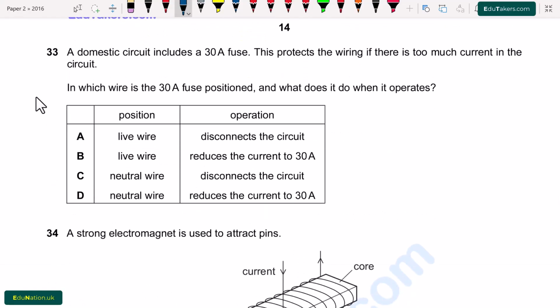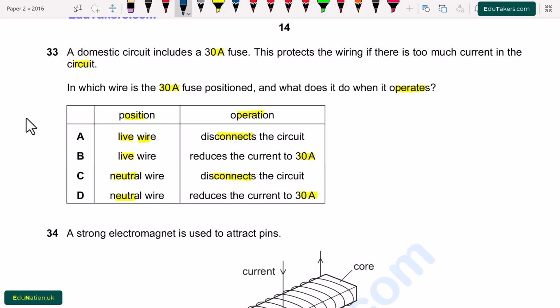Question number 33. A domestic circuit includes a 30 ampere fuse. This protects the wiring if there is too much current in the circuit. In which wire is the 30 ampere fuse positioned and what does it do when it operates? Position and operation. A. Live wire and disconnects the circuit. B. Live wire, reduces the current to 30 ampere. C. Neutral wire and disconnects the circuit. D. Neutral wire, reduces the current to 30 ampere.